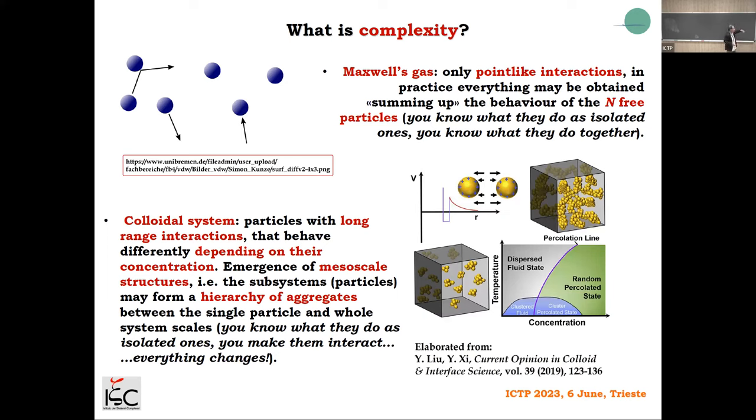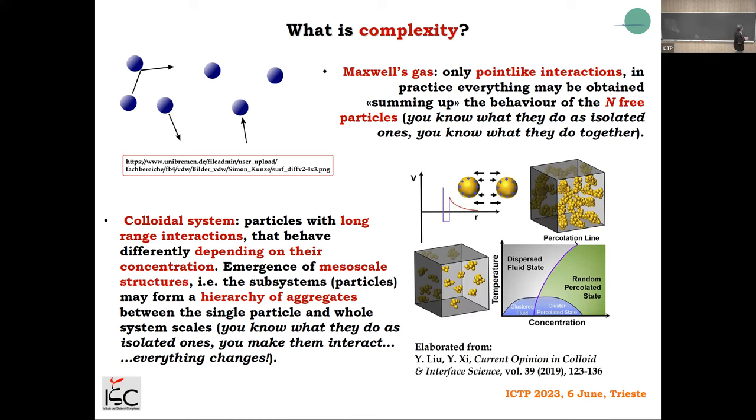In the case of non-complex systems, you know what the subsystems do as isolated ones, you know what they do together. That's it. Instead, in properly complex systems like colloidal systems, particles interact with long-range interactions. They sense each other even from afar. And this determines the emergence of mesoscale structures, that is, aggregates of subsystems, which have a scale that interpolates between the scale of the microscopic component and the scale of the whole system.